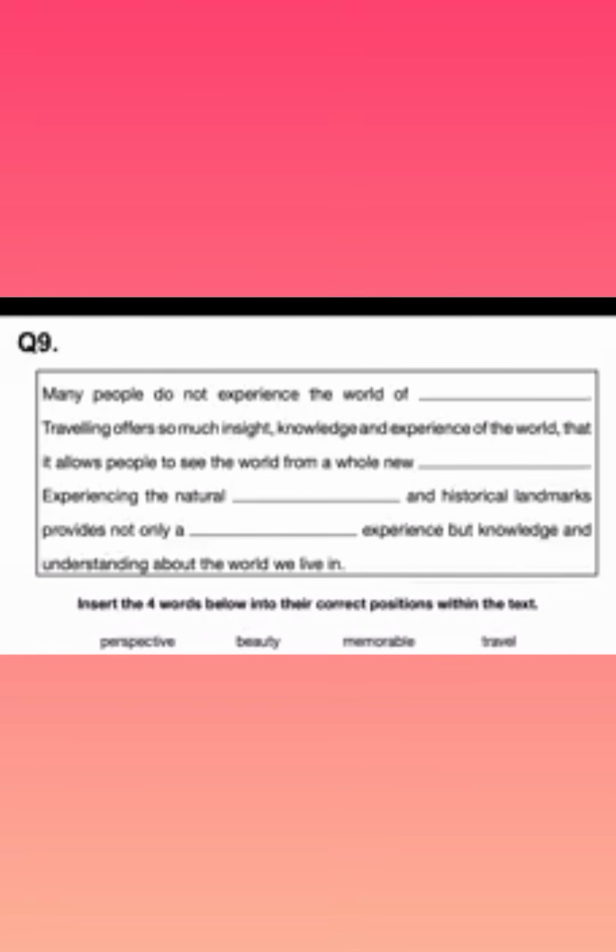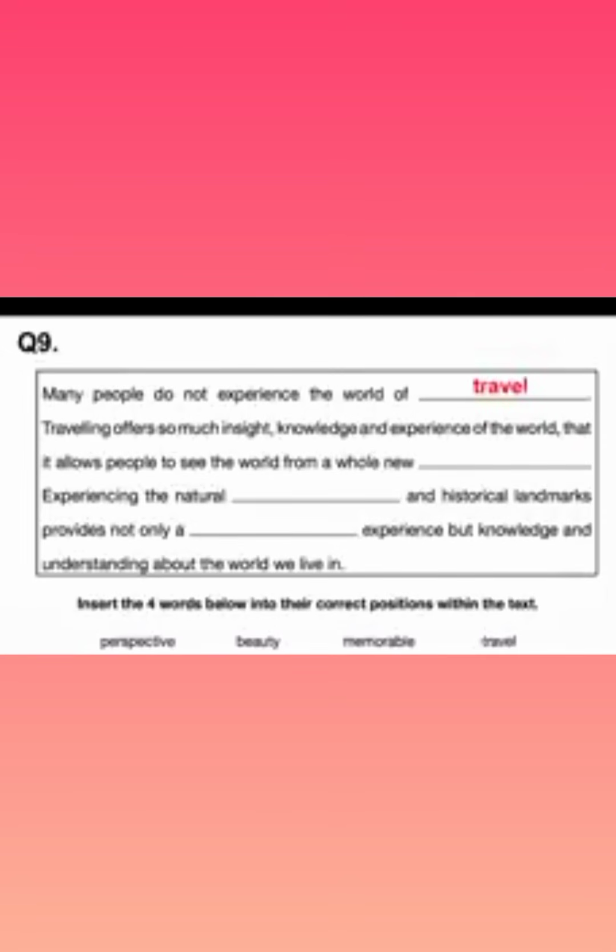Number 9. Now, this is another kind of question. We have to fill in, down below you'll see there's 4 words in their correct positions within the text. So many people do not experience the world. Traveling offers so much insight, knowledge and experience of the world that it allows people to see the world from a whole new, which I'd say is perspective. Experiencing the natural beauty and historical landmarks perhaps provides not only a memorable experience, but knowledge and understanding about the world we live in.